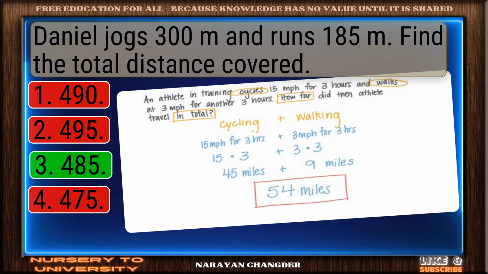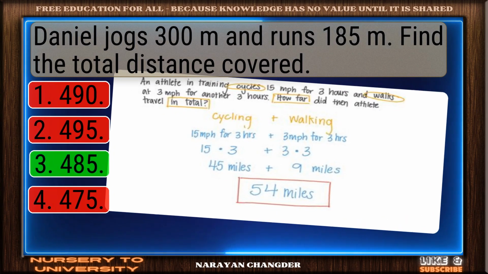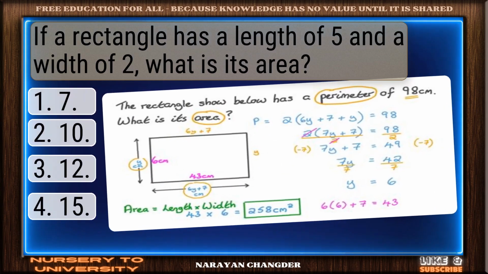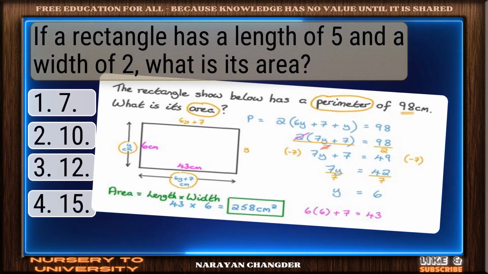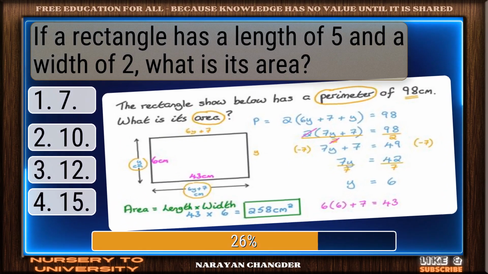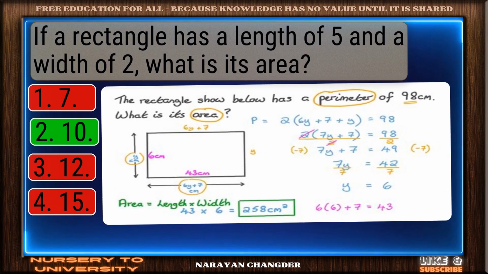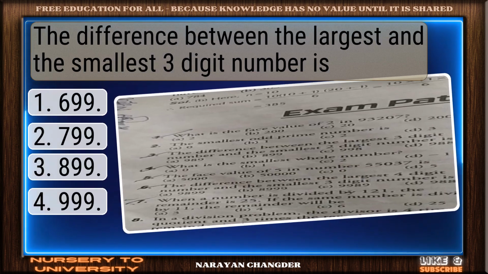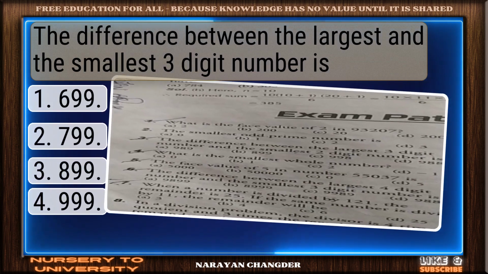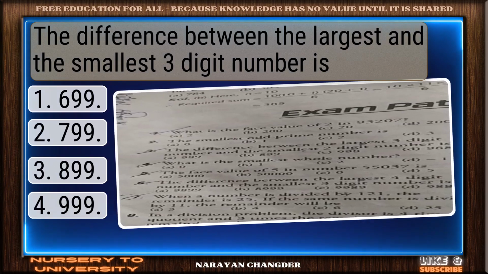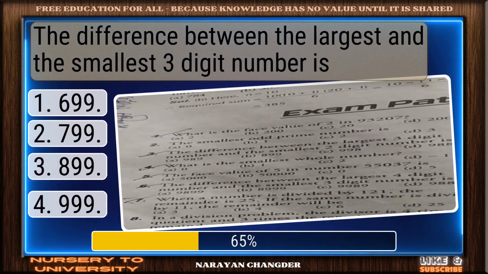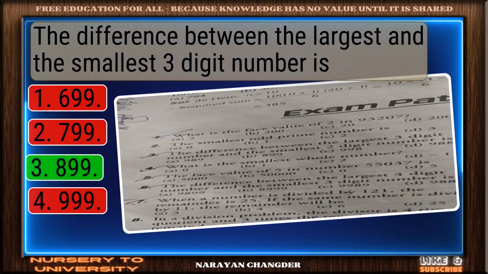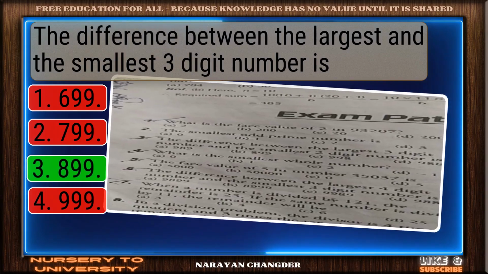Nice selection. 485 is the correct and valid answer. If a rectangle has a length of 5 and a width of 2, what is its area? Well picked. 10 is the correct answer. The difference between the largest and the smallest three-digit number is. Smart pick. 899 is the correct choice.